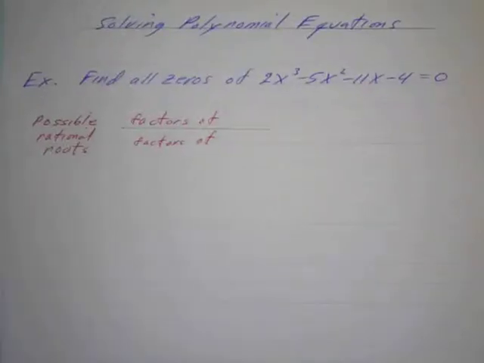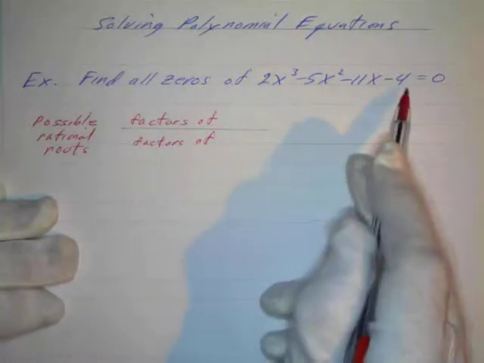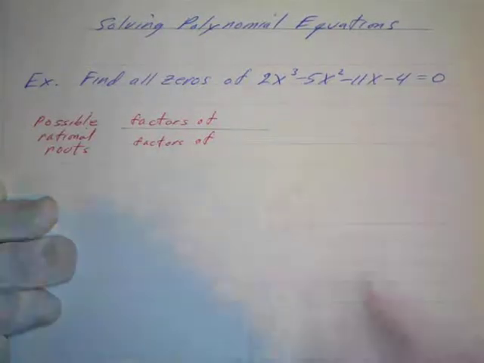Okay, here are some examples from solving polynomial equations, and these are a little bit more challenging because we have more zeros than 2, so we can't use the quadratic equation. If we have a quadratic, 2 zeros, then it's easy to use the quadratic equation. But in this particular example, 2x cubed minus 5x squared minus 11x minus 4 equals 0.